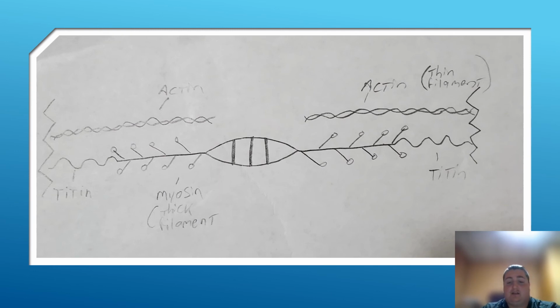To release the myosin heads from the actin, another ATP molecule is introduced and binds. Then it releases and goes back into the starting position, and the process will then repeat until contraction is no longer required.